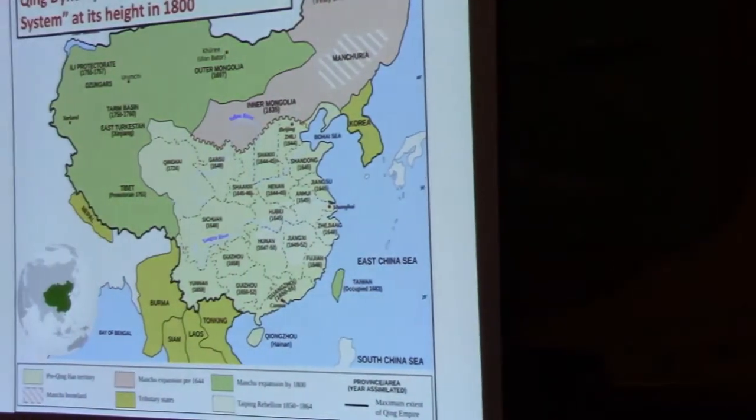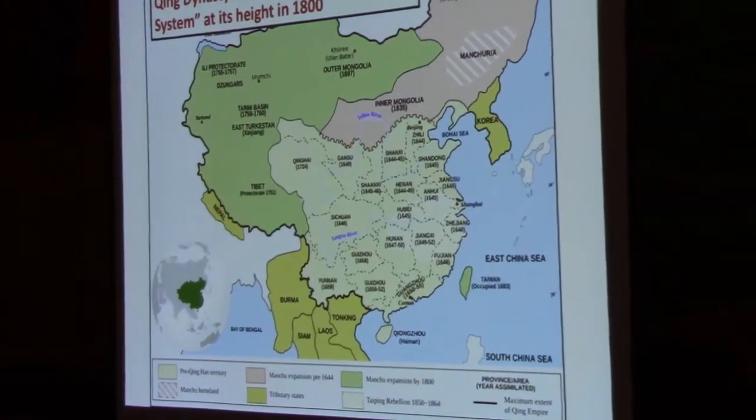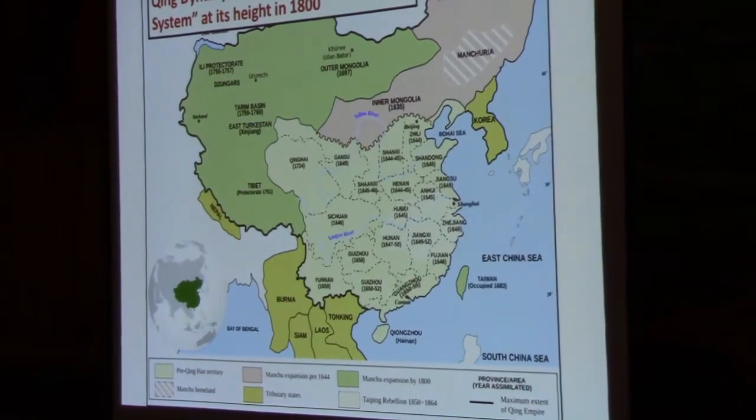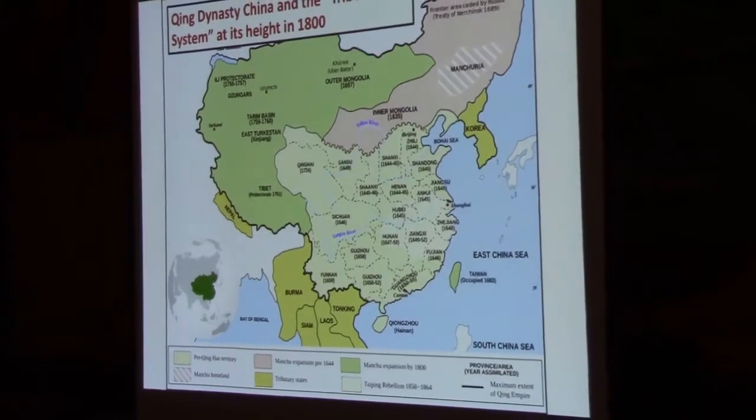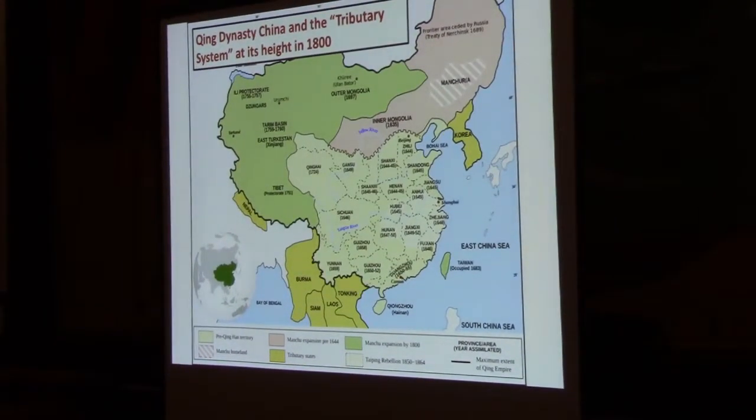The Qing dynasty, beginning in 1644, a invasion of China, of southern China essentially from Manchuria. I'm not going to go into the ins and outs of the details of Qing rule or Manchu rule. If anyone's interested in the questions, we can get a little bit deeper into that.